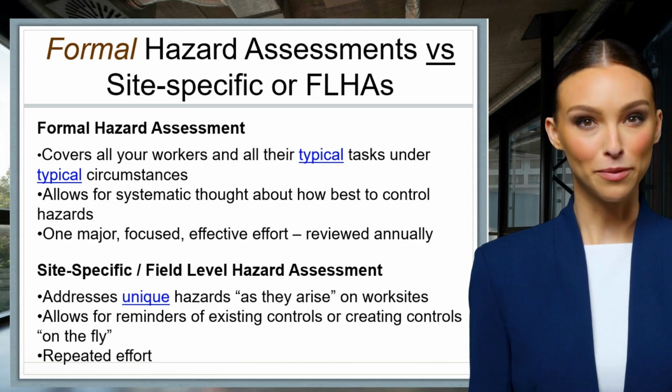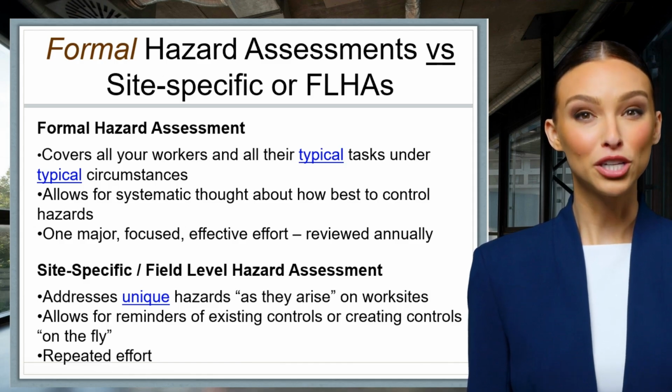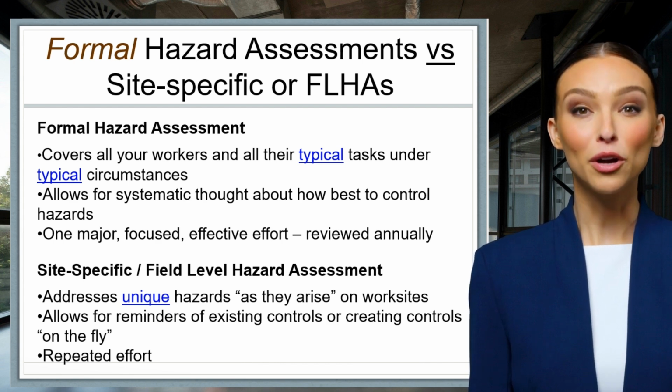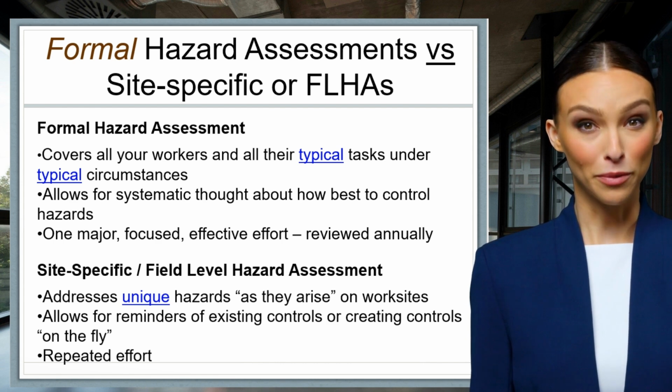Now that we understand the importance of workplace hazard assessments, let's take a deeper look at what they actually are and how they work. A hazard assessment is the process of identifying, evaluating, and controlling hazards before they cause harm. But not all hazard assessments are the same. In Alberta, there are two primary types of hazard assessments: formal hazard assessments and site-specific or field-level hazard assessments. A formal hazard assessment, or FHA, is a structured, company-wide evaluation of all jobs and tasks performed in the workplace.